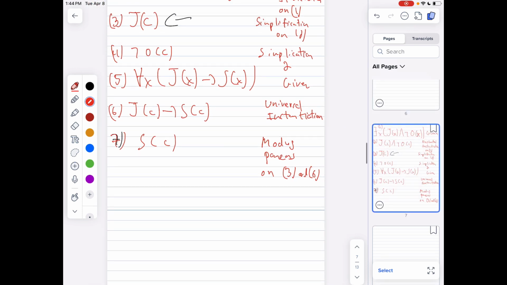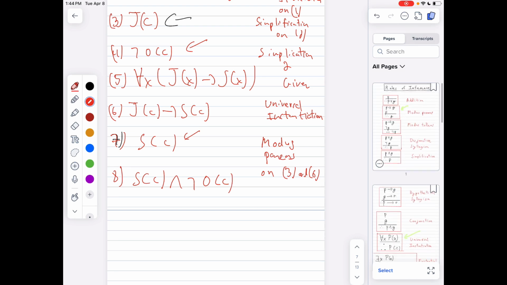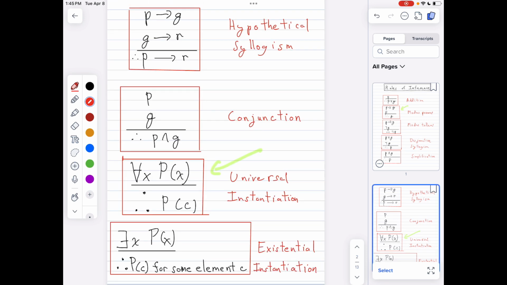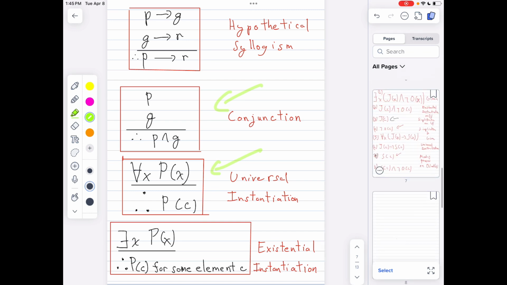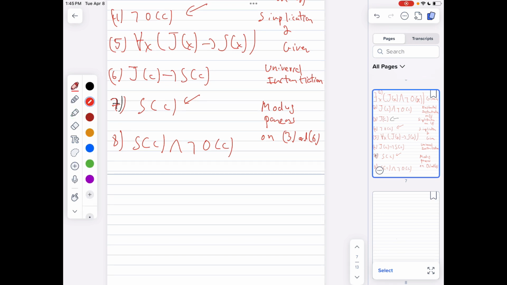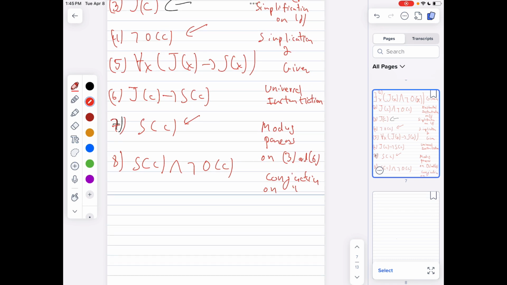And then, well, here's the thing. You have S of C here and O of C is true. You have these statements are true. So you can make a conjunction. So if you have two statements that are true and you put an and, that is true, and that is a rule of inference. That is conjunction over here. Then I'll be going back down. And then we have one more thing that we'll do. And I'll just state my reasoning right now. Conjunction on 7 and 4.